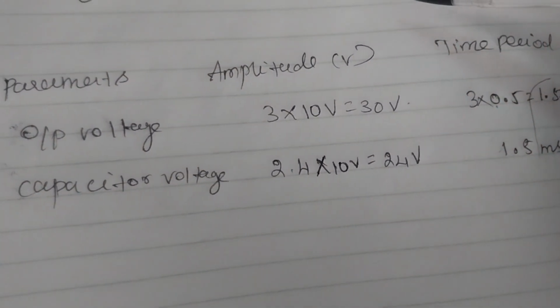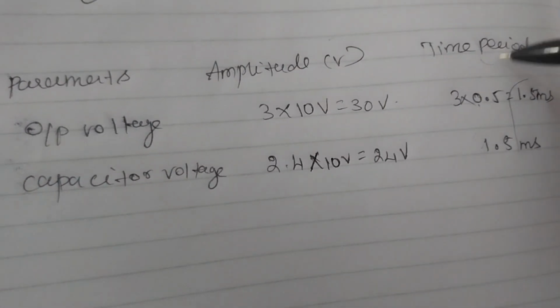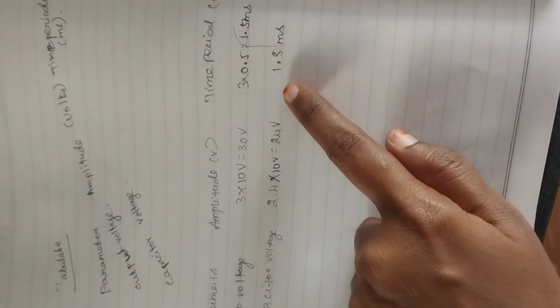So these are the values we noted. For this, we want to draw the graph for the given values. That's all. Thank you.